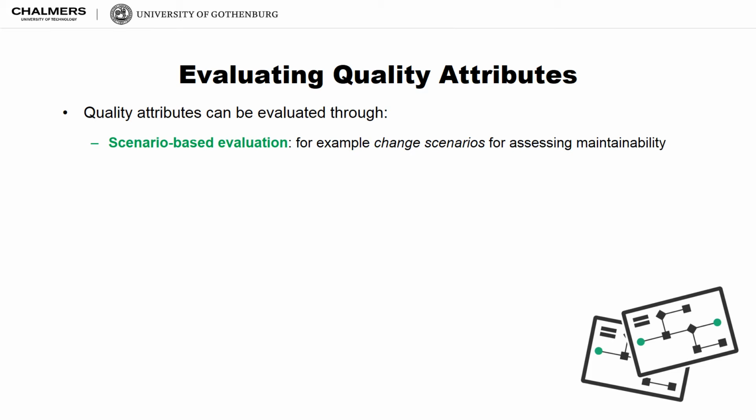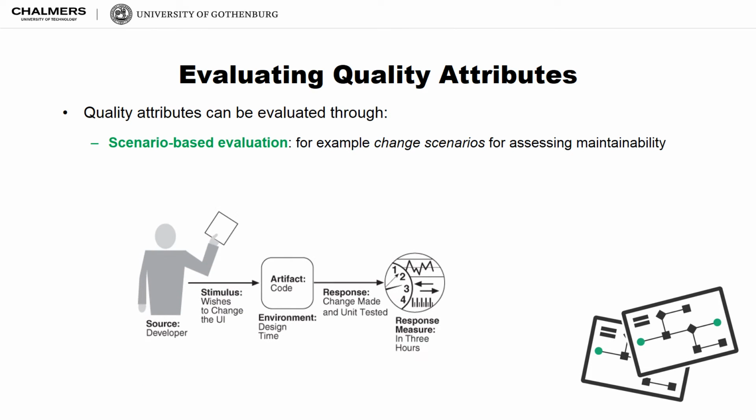For example, we may assess the architecture against a concrete change scenario in order to evaluate the maintainability properties of the system at hand. For instance, a developer may want to make changes to the user interface of the system. Once the change is made and the system is tested, we can collect data about the time it requires to make the desired changes. This data is then used to check to what extent the maintainability requirements of the system are met.